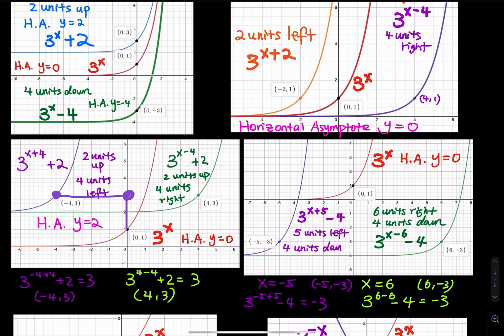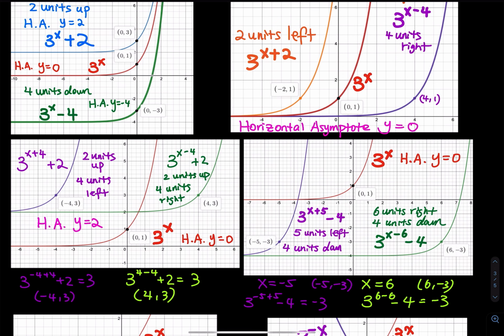Does that change the horizontal asymptote? Of course, because you shift the function up, the horizontal asymptote was at y equals 0. So since you push that 2 units up, now the horizontal asymptote is at y equals 2, which is right over here. How about the green function?